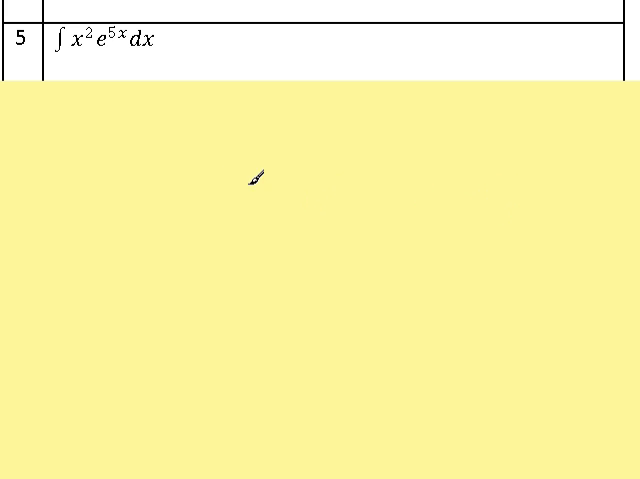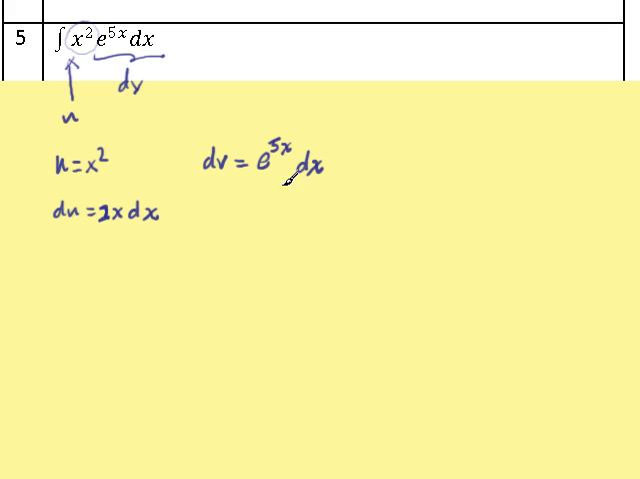And finally, number 5 is also an integration by parts where we put u equal to x squared. And here we have dv. But we'll see that we're going to have to do the integration by parts twice because of this x squared term. So let's try that. u equals x squared, du is 2x dx. dv is e to the 5x dx. And v is equal to 1/5 e to the 5x.